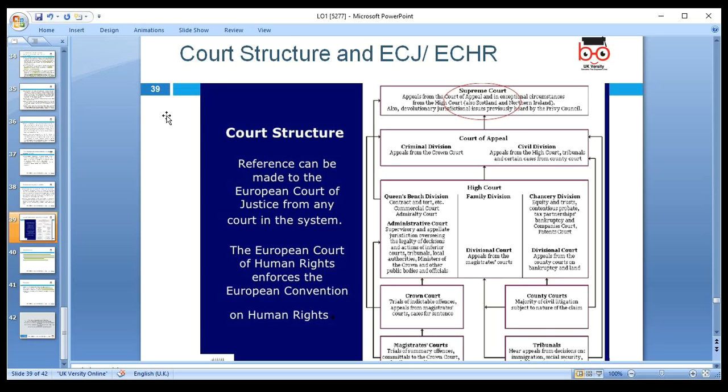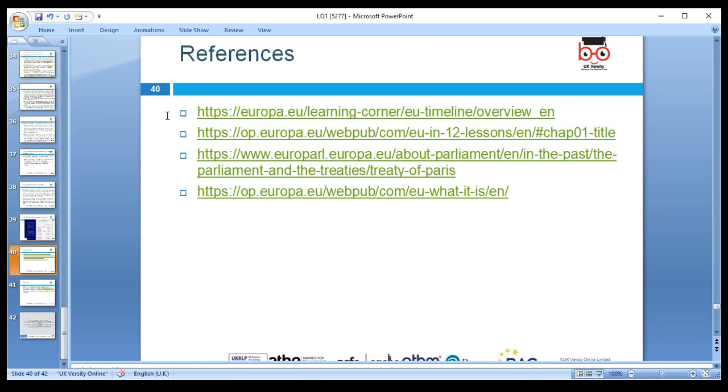Then, in the UK, the Supreme Court, then the Court of Appeal, then the High Court. Then there are different Chancery divisions, then Crown Court, County Court, Magistrates' Court, and Tribunals. These are the smaller courts, and the matters can be criminal and all other civil matters as well.